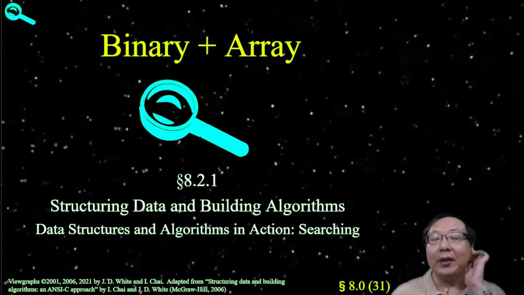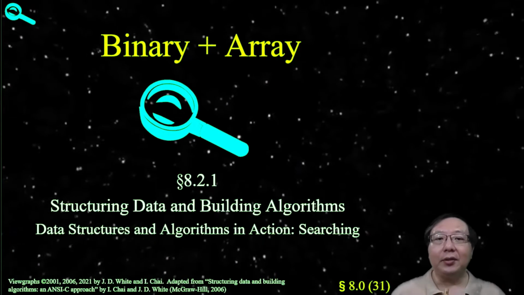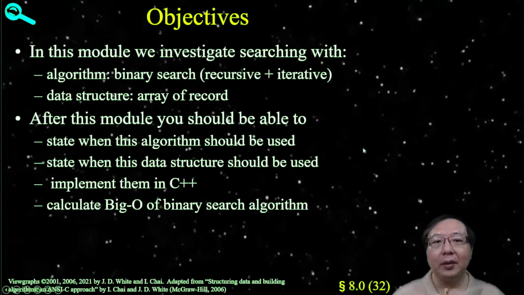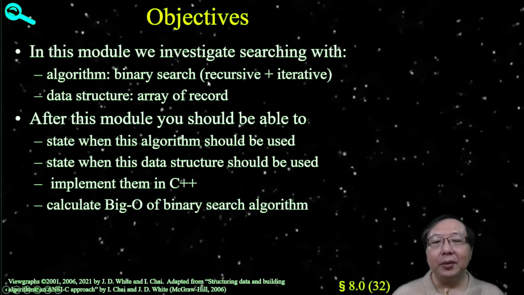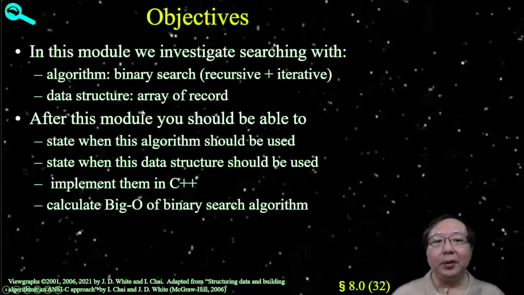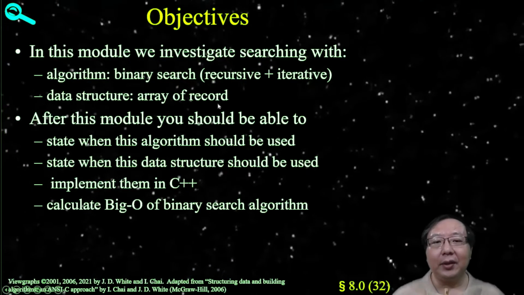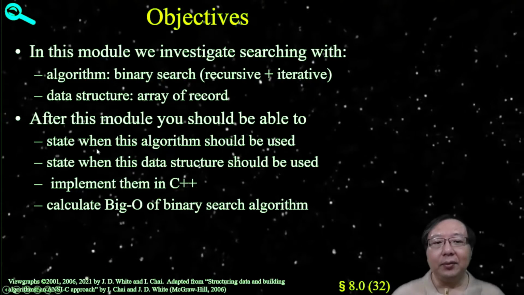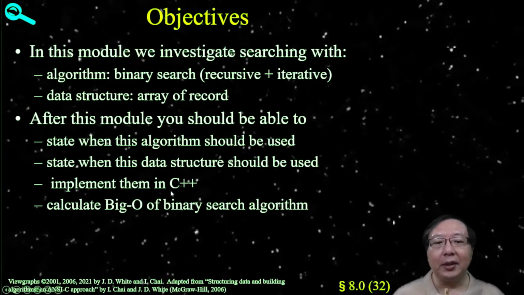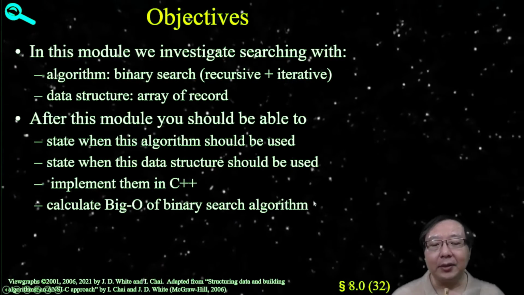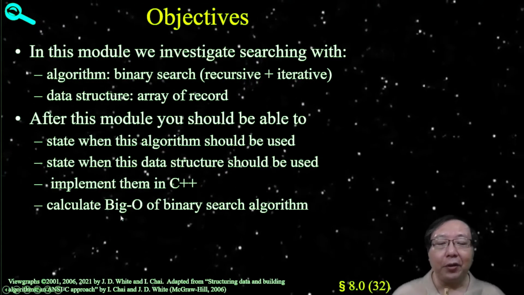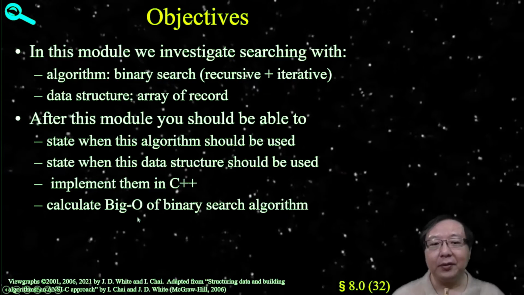Okay, so now we've done the sequential search. Now let's look at binary search, first with arrays. We're going to have two different versions, the recursive version and the iterative version, and we'll be doing it on an array of records. And so then you should know when this algorithm will be used and when this data structure should be used and how to implement it in C++. And we also figure out how long it takes. So big O is just saying how long it takes, the order of magnitude of time that it takes.